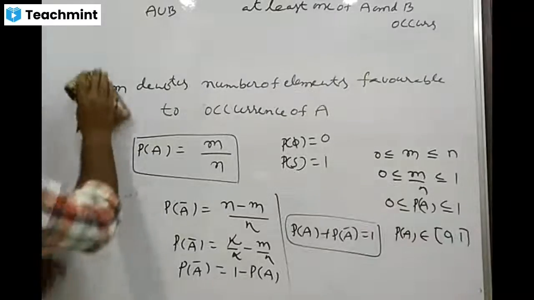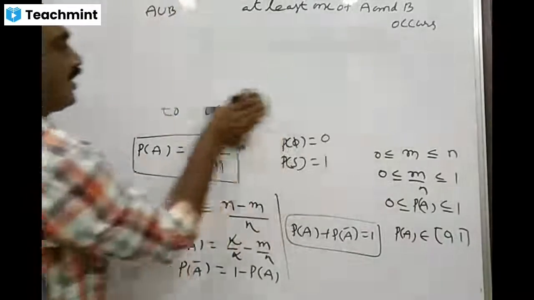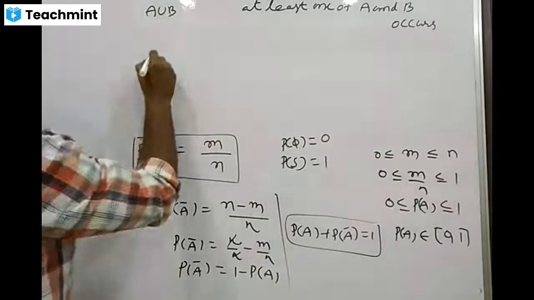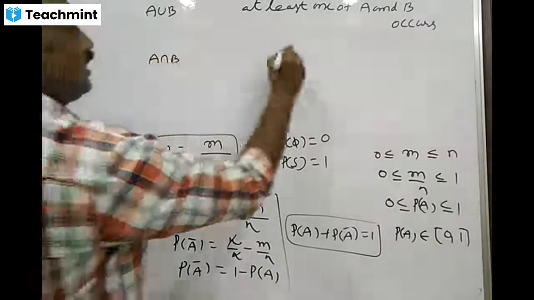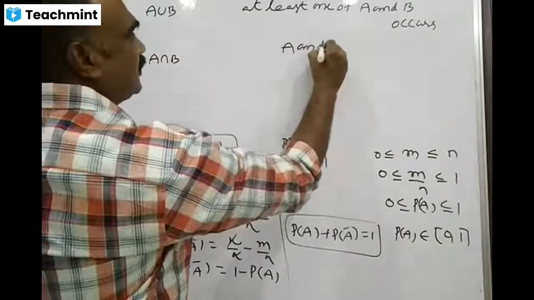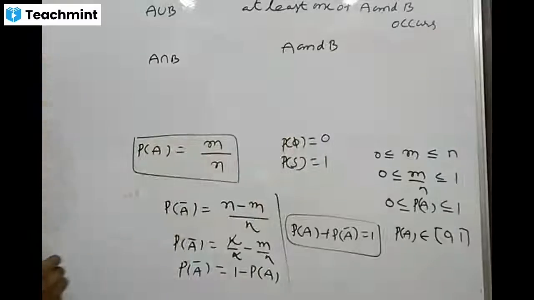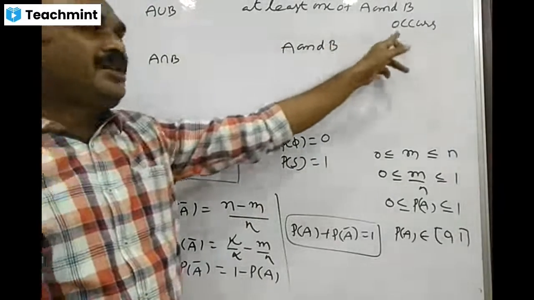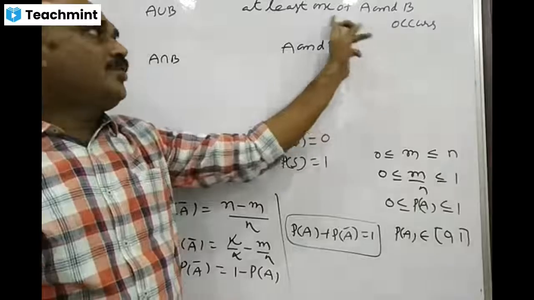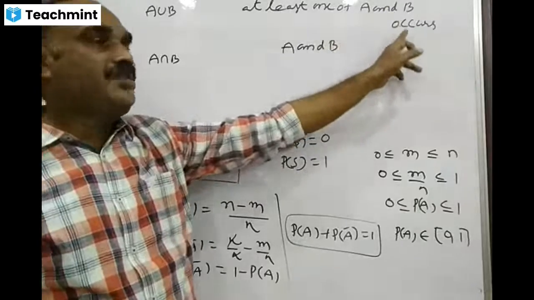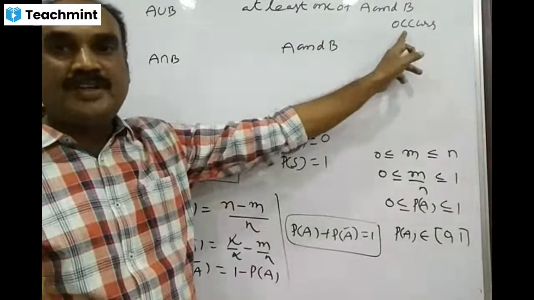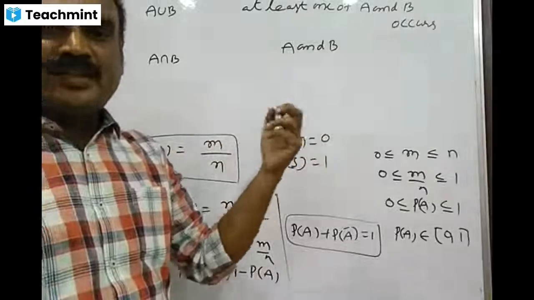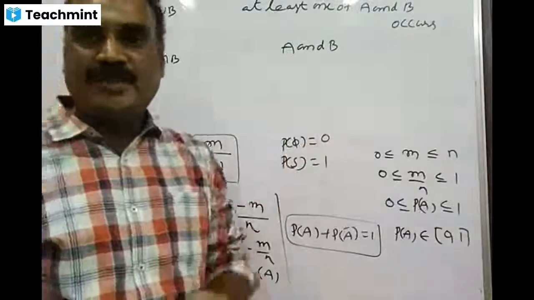Next, suppose the probability of A and B occurs, calculate A intersection B. Friends, A intersection B means the occurrence of A and B. A union B means at least one of A and B occurs. Probability of at least one of A and B occurs means calculate probability of A union B. Probability of both A and B occurs, calculate probability of A intersection B.